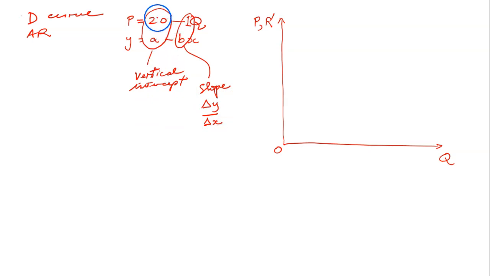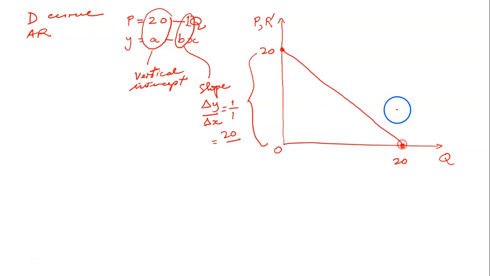So the vertical intercept is 20. Let's put that in, 20. And the slope is 1, or 1 over 1. So if we take the rise as 20, it's going to be 20 over something, which would make it 1 over 1, which is obviously 20. And there's our demand or average revenue curve, expressed by that equation.